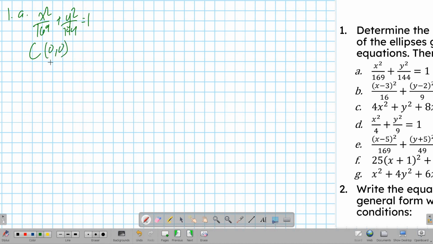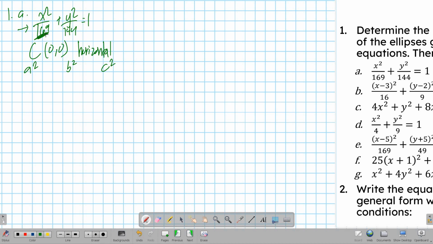With that, we now determine what is the largest denominator. And it's 169, and it's below x squared. So therefore, this ellipse is horizontally oriented. With that in mind, we now have to get what is a squared, what is b squared, and the value of c squared as well, because it will help us in the other parts.